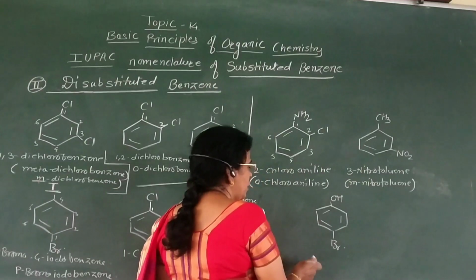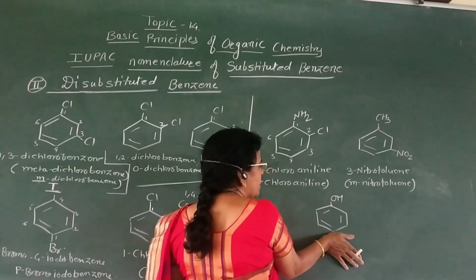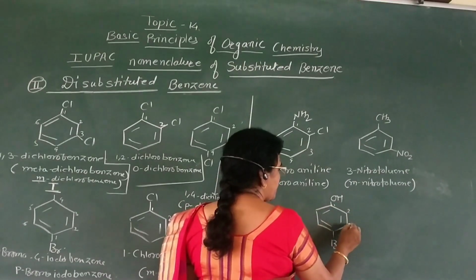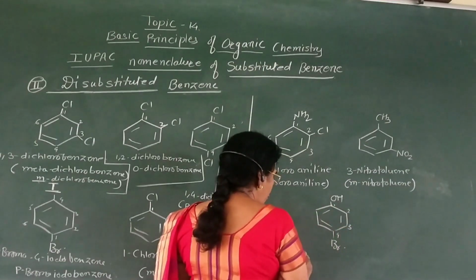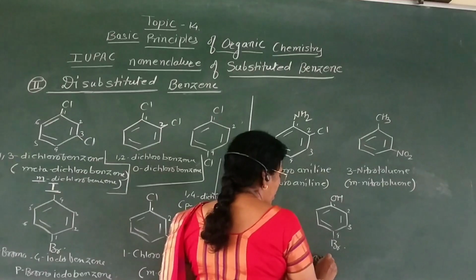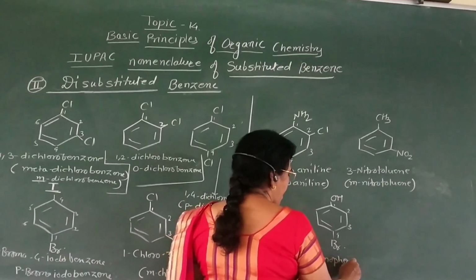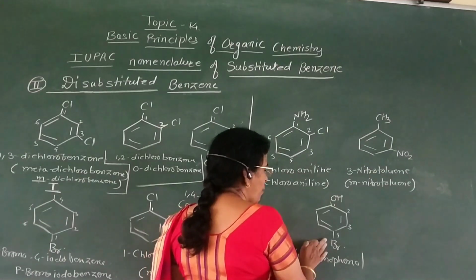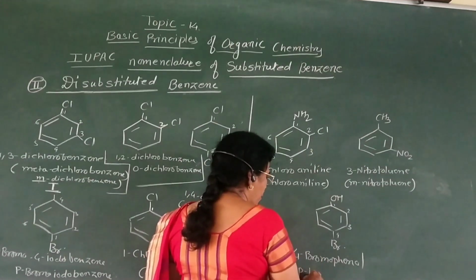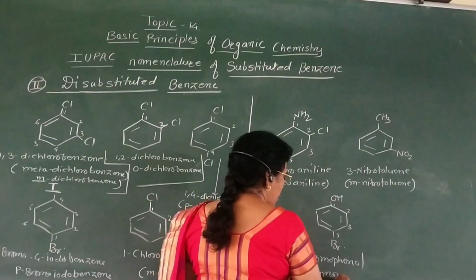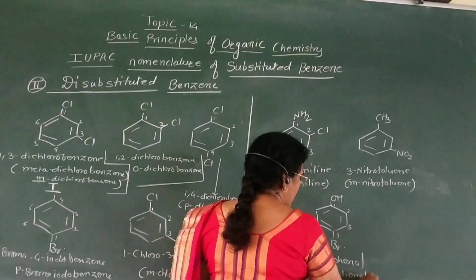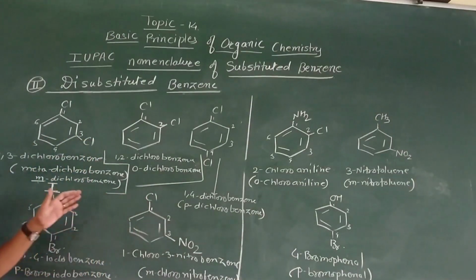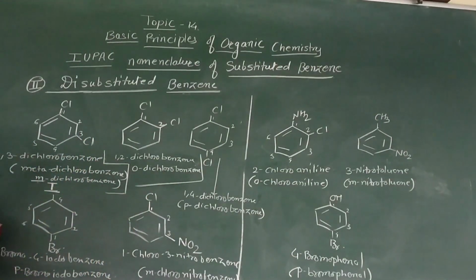And the last one. If we remove this Br, then it becomes phenol. Therefore, the name of this compound is 4-bromophenol. And the common name for this compound is para-bromophenol. In this way, IUPAC names for disubstituted benzene are given.